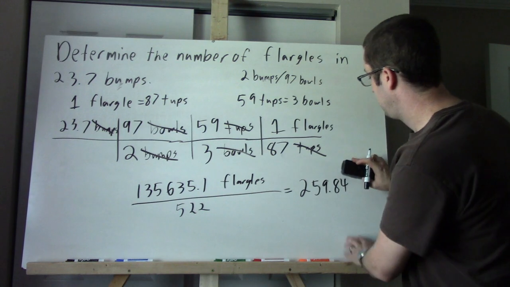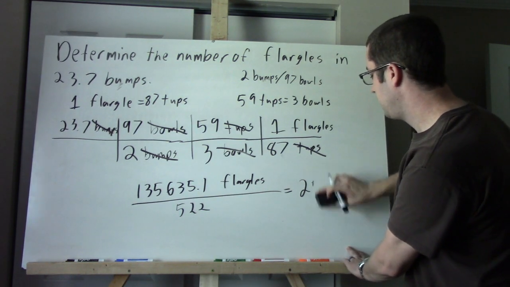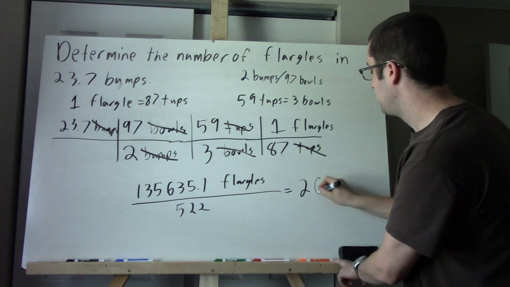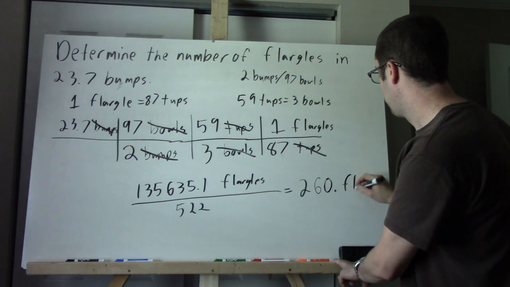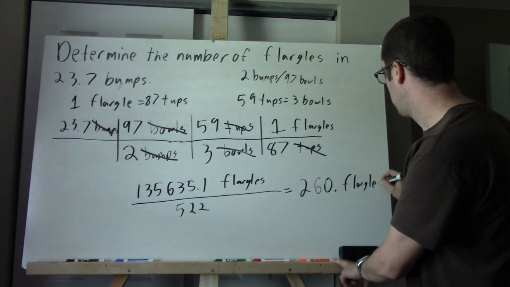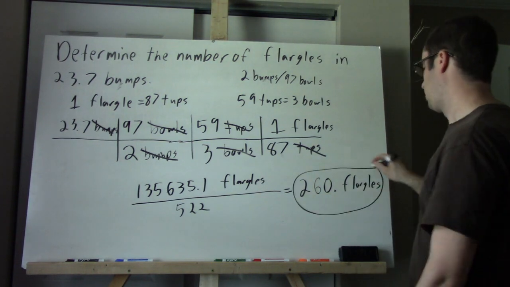So we're actually, because that 8 will bump up the 9, but then the 9 turns to a 0, so that bumps up the former one. So 260 with a decimal point. Flargles. So we got our 3 sig figs, and we are good to go.